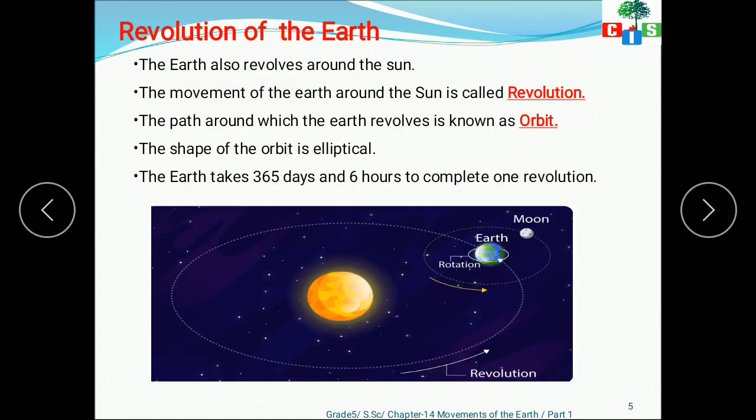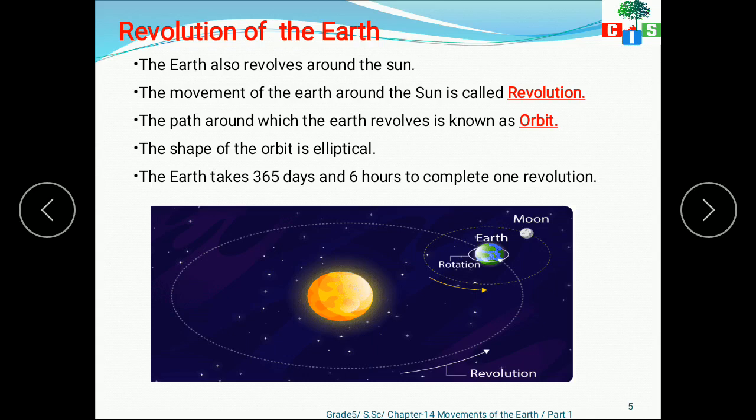Fine. Now next would be the revolution of the earth. As we all know, the earth also revolves around the sun. Yes, the movement of the earth around the sun is called revolution. Fine. So what is revolution? The movement of the earth around the sun. As it is indicated in the picture also, you can see this is the revolution. Now the path around which the earth revolves is known as orbit.